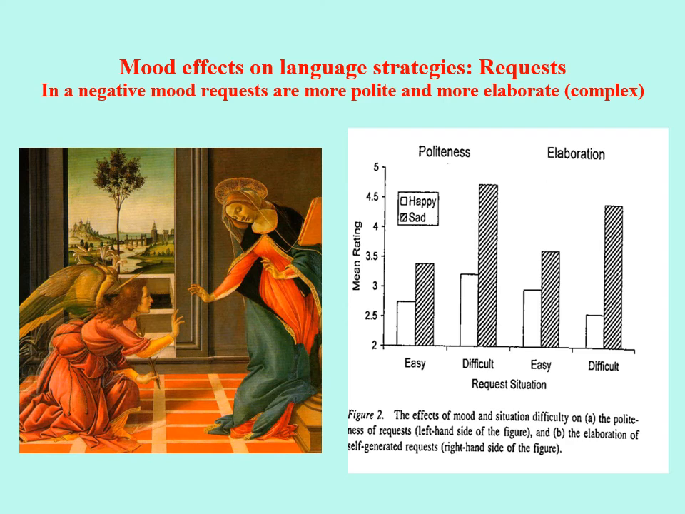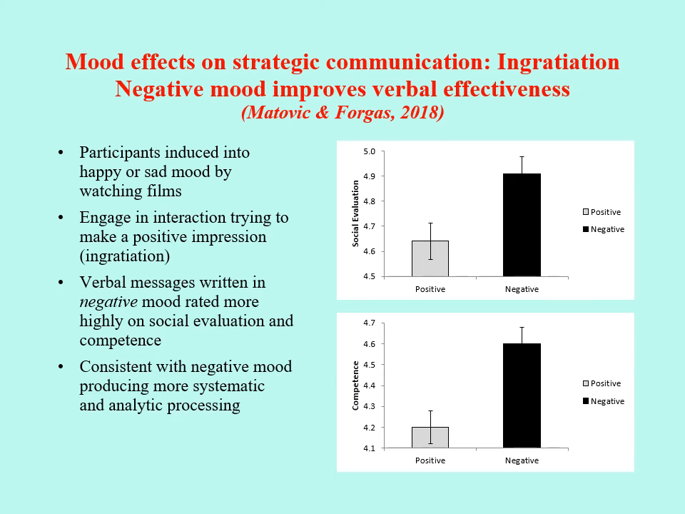And as you can see in the figure on the right-hand side, people in a negative mood were far more polite in formulating their requests and also used more complicated and elaborate verbal strategies. It's as if in a negative mood, people have become more hesitant, processed the information more carefully, and formulated requests that were more polite and more elaborate. Choosing the right words in a social situation is a particularly difficult and challenging task when you're trying to make a good impression on another person, ingratiation.